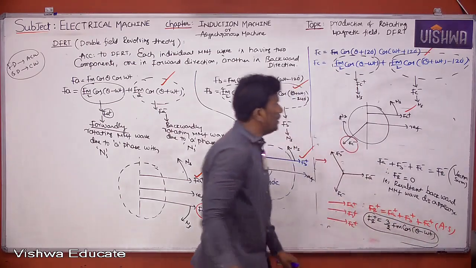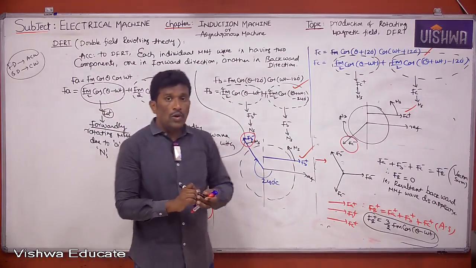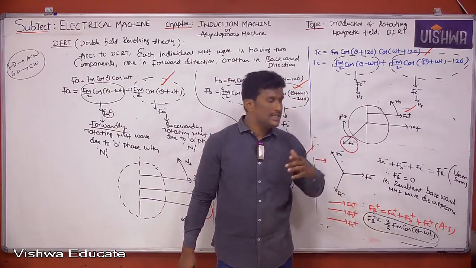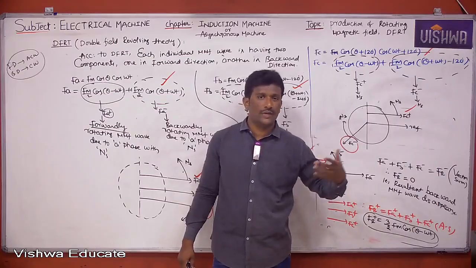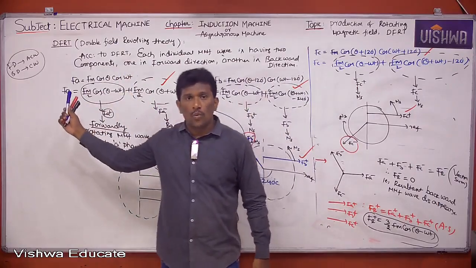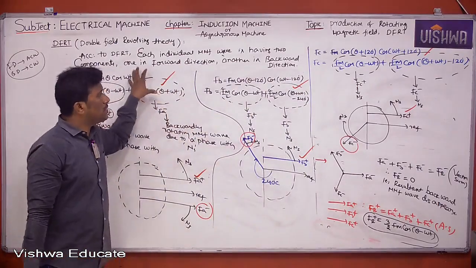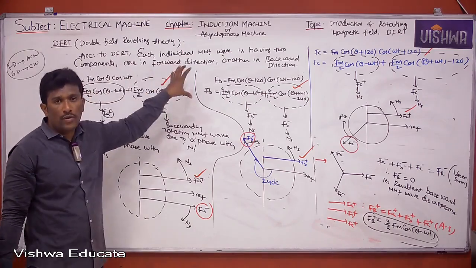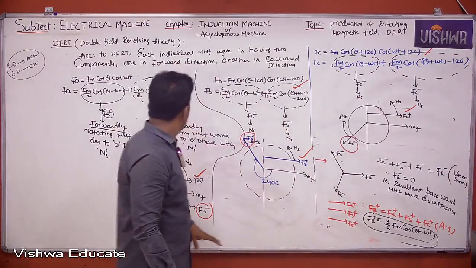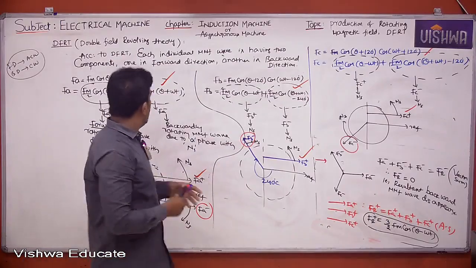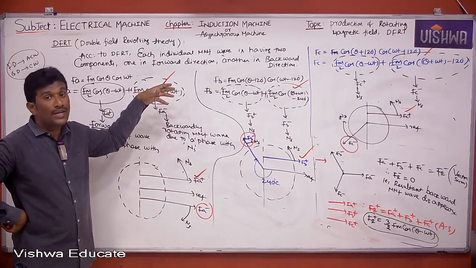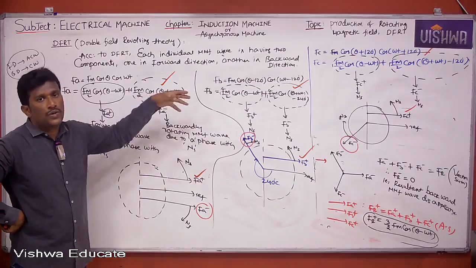So please observe clearly here. Previously also we got this equation. After having FA, FB, FC, I simply wrote FR equals 3 by 2 Fm cos of theta minus omega t. This I am proving by using the double field revolving theory. What double field revolving theory says is, each individual MMF wave will have two components, one in the forward direction, one in the backward direction. After that, I just showed here in this discussion, I had taken IA equal to Im cos omega t, IB equal to Im cos of omega t minus 120, IC equal to Im cos of omega t plus 120. I had taken ABC phase sequence.